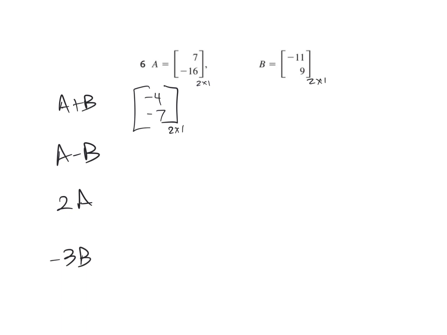A minus B. 7 minus a negative 11 is 18. Negative 16 minus 9 is negative 25. 2 times A is 14 and negative 32. Negative 3 times B is positive 33 and negative 27.